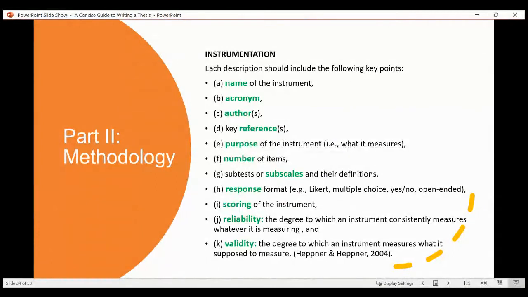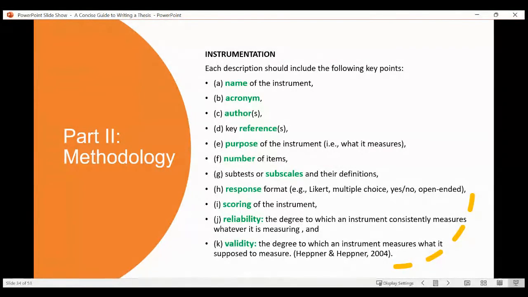Instrumentation, so you need to talk about all of these elements when you want to talk about instruments. Name of the instrument, acronym, authors, reference. If you take this from other resources, you need to refer to this, the purpose of choosing this, what it measures, number of items. You need also to talk about the items, scales, for example, Likert scales. What is in a Likert scale? For example, agree, strongly agree, disagree, strongly disagree.